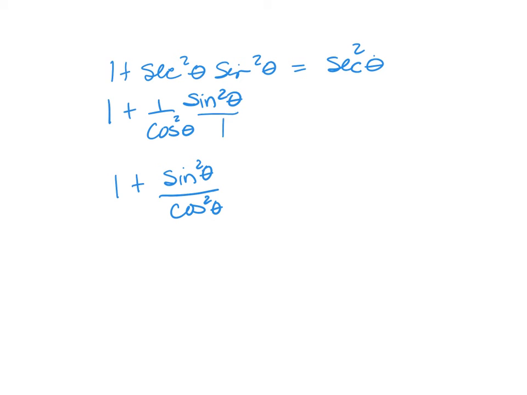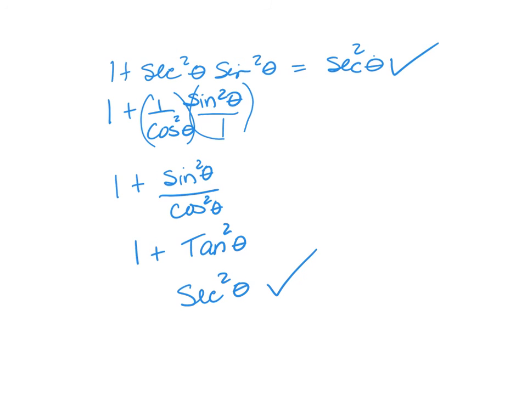When you multiply fractions, you multiply the top and the bottom. And what is sine squared over cosine squared equal to? It equals tan squared of theta. And what is 1 plus tan squared of theta equal to? Now look at your Pythagorean ones. Isn't that a miracle? So we made it look like the top.